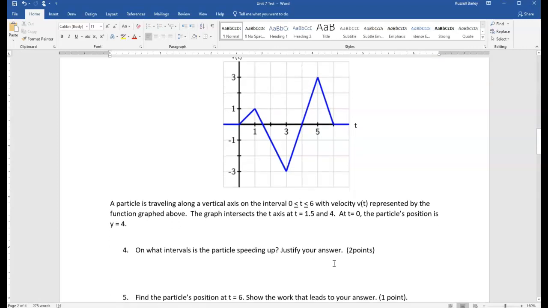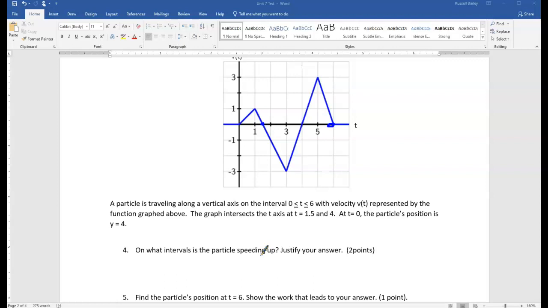All right. A particle is traveling along a vertical axis. So now I'm on a vertical axis. My time interval is 0 to 6. The velocity is this graph up here, and this one is touching the x-axis at 1.5 and 4. On what interval is the particle speeding up? Now, almost everybody got this question right. I was glad to see that. And even more people got the explanation right. But not as many people got the actual answer right. So let's talk about it.